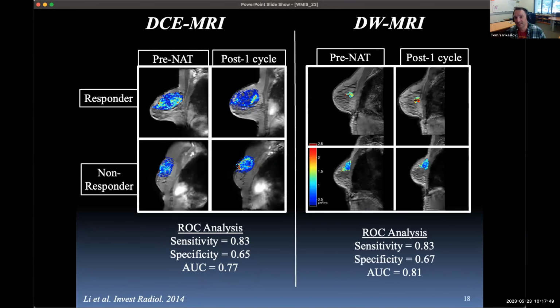And then the diffusion, diffusion MRI, it's the same kind of idea. Before therapy, after one cycle, an increase in the ADC right here, indicating a decrease in cellularity, and the AUC is about a 0.81.